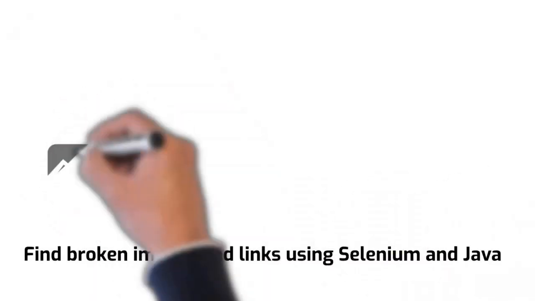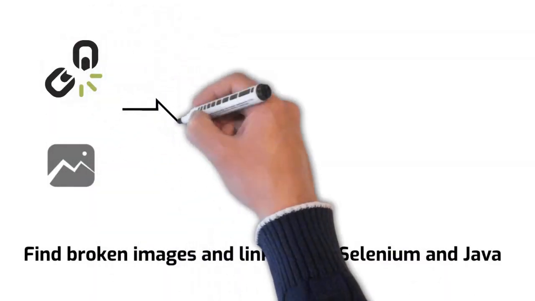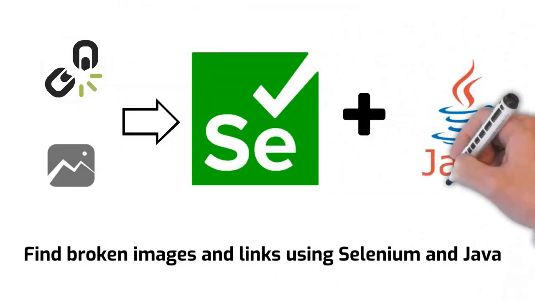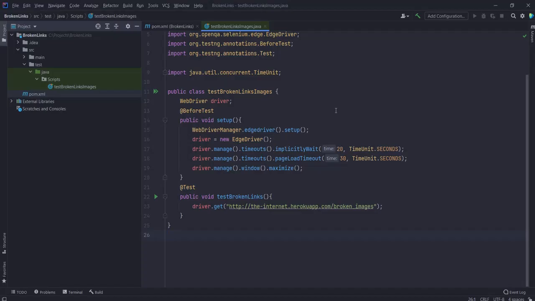In this video, we are going to find broken images and links using a combination of Selenium and Java. Okay, so here I am at my IntelliJ IDE. I have already written my setup steps wherein I am initializing my WebDriver. I'm using HDriver this time, and I'm applying some page load timeouts and maximizing my window. And for the purposes of this video, we would be using the Internet Heroku app Broken Images.